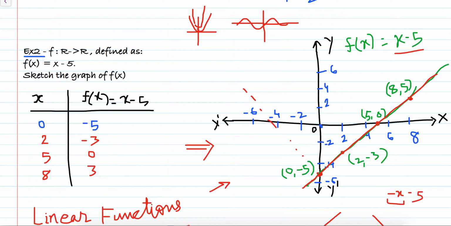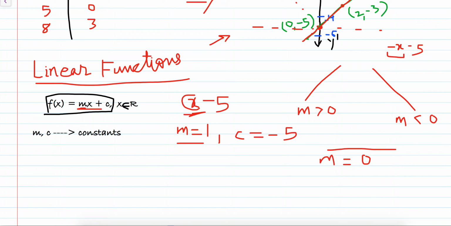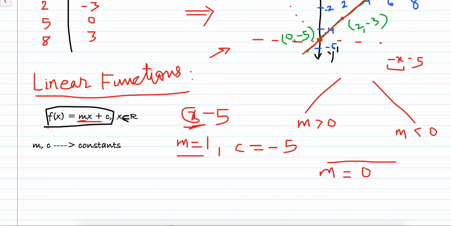So if we make this m 0, then we will get f(x) equal to minus 5. So that line would have been this straight line parallel to the x-axis passing through minus 5. So we should remember that the linear function takes this general form mx plus c.